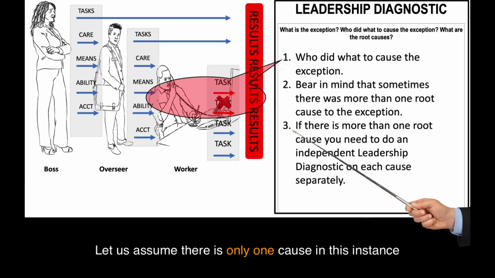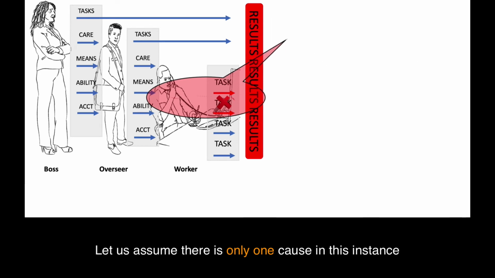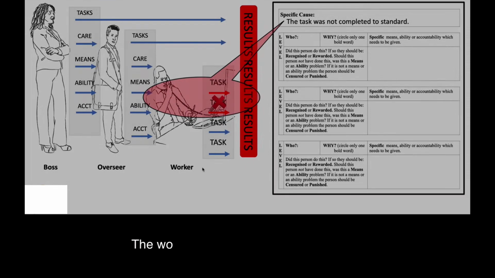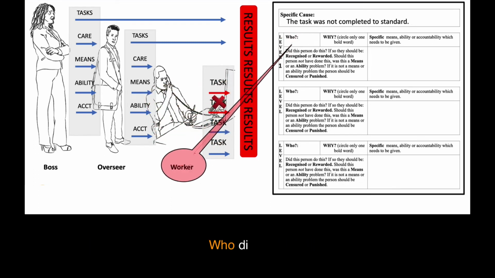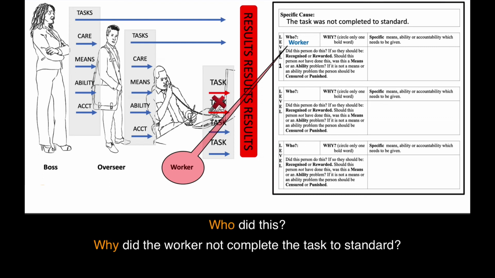But because we're just exercising now, we're going to assume that in this instance there's only one cause, and the cause is that the worker didn't do the job to standard, or the job that was done wasn't completed to standard. And so the first question is, who did not complete the task to standard? Clearly, it was the worker. And so, why didn't the worker complete the task to standard?